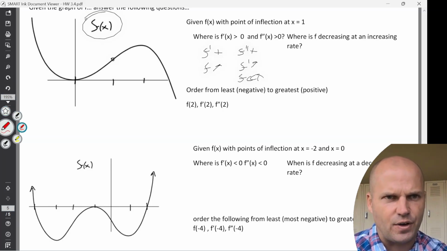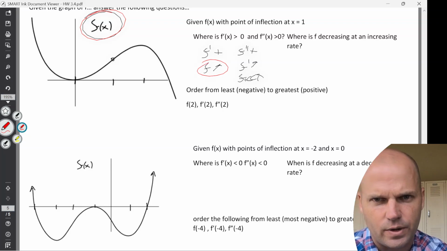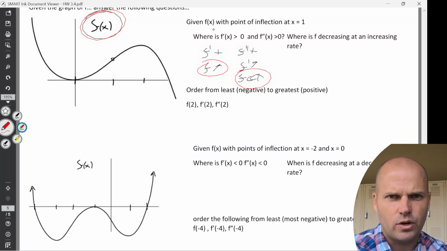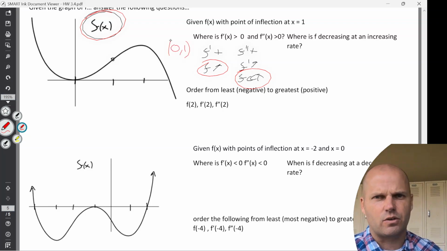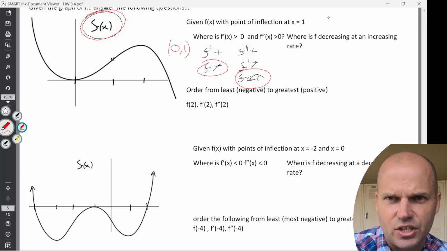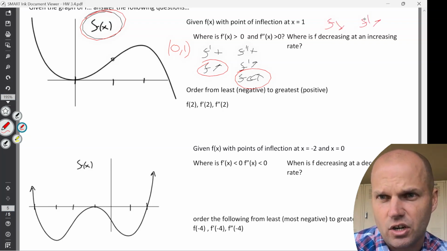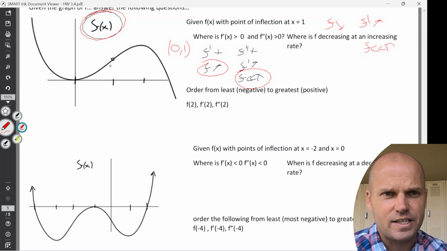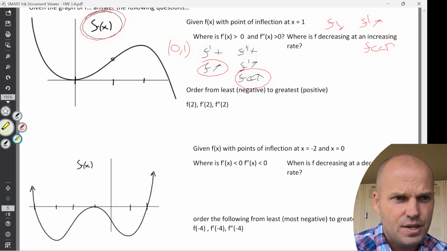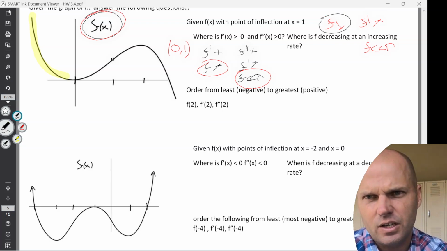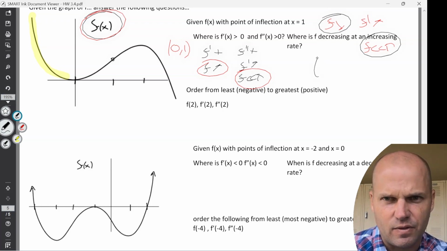Since this is the graph of f, I should be looking at when it's going up and concave up. I can see we're concave up and concave down. We are going up and concave up from 0 to 1. Where is f decreasing at an increasing rate? So f needs to be going down and f's rates are going up, which means f is concave up. So going down, concave up would be this portion when the graph of f is going down and concave up. So -infinity to 0.